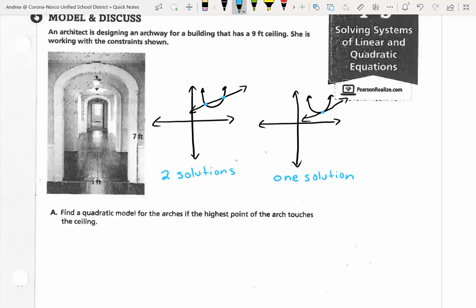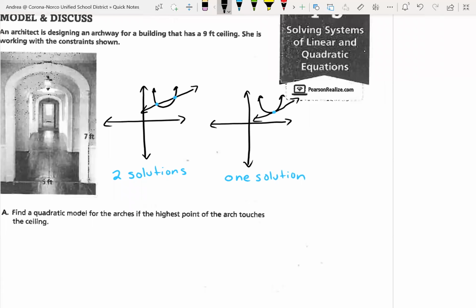Let's draw the pretty pictures, please. Or we could have a parabola and a line that never intersect. So this would be no solution. Any questions over that?